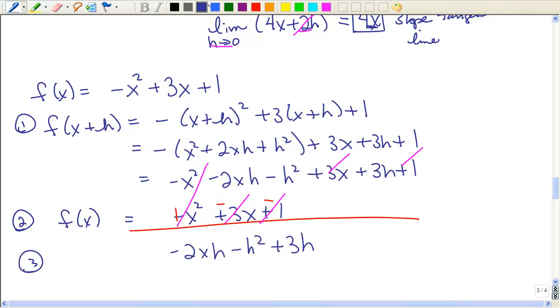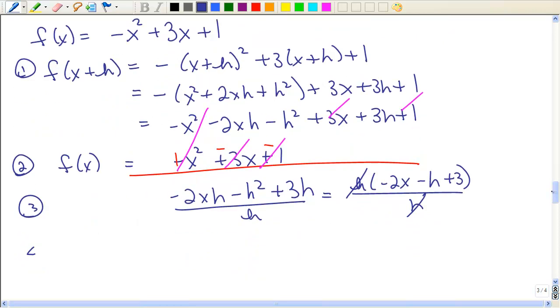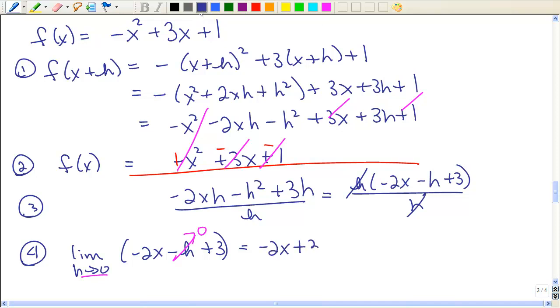So the third step would be to divide by h, since they all have an h in the numerator. And then the fourth and final step would be to take the limit as h approaches 0 of that. And again we're looking at h, not x, so as h approaches 0, that becomes 0, and I have negative 2x plus 3, and that would be the slope of the tangent line.